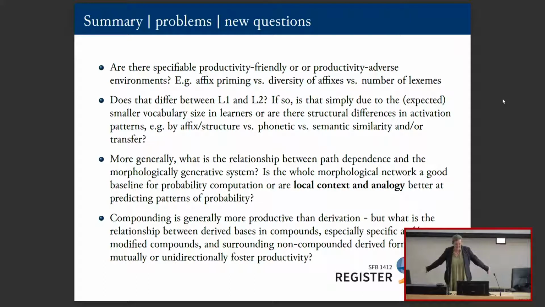Also, at some later point, we need to look at the non-heads of the compounds, because the non-heads of the compounds can be derivations. Do they contribute to the self-priming or not? That's something we need to do later. Very involved German word formation. Okay, thank you.